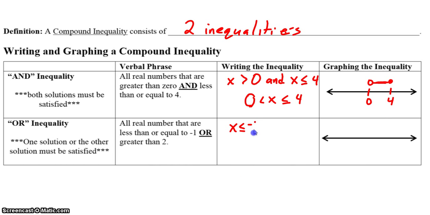Now, in the or inequality, it says all real numbers that are less than or equal to -1, so x is less than or equal to -1, or x is greater than 2. So there's no way of bringing that together. It stays separate. When you look at the graph of that, on -1 it would be closed, and that would go to the left. On 2 it would be open, and it would go to the right. So the and statements most of the time come together, and the or statements most of the time go apart from each other.